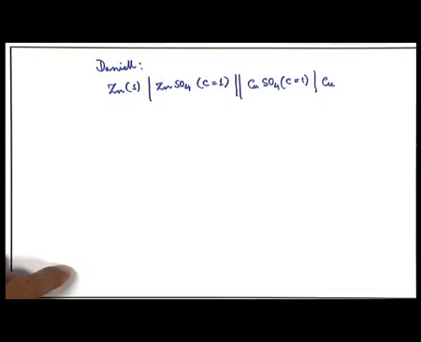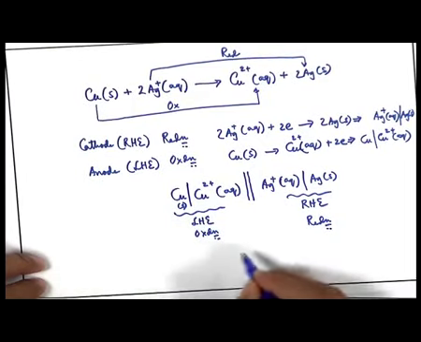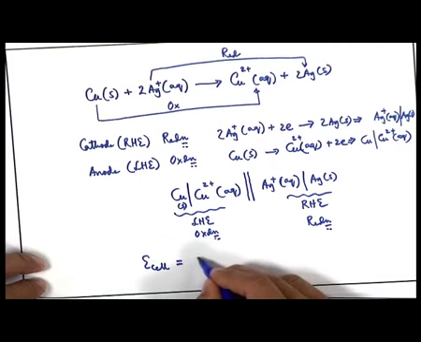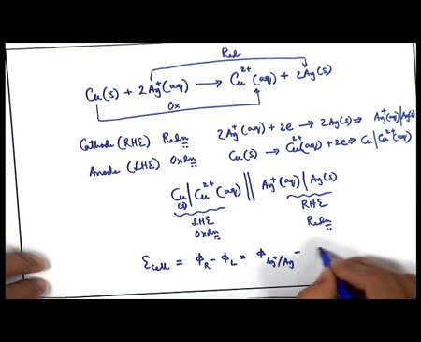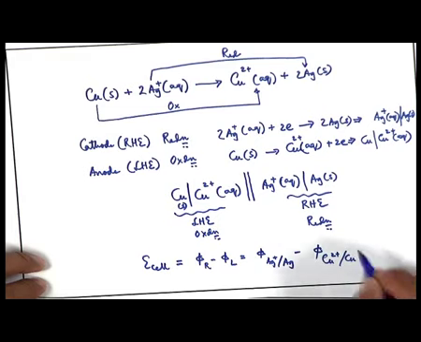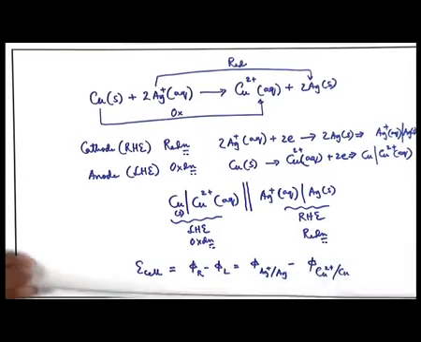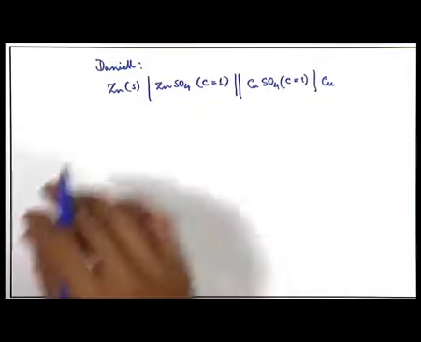For the earlier example, your E cell will be equal to phi right minus phi left, that is equal to phi Ag plus Ag minus phi Cu2 plus Cu. So, it is in conformity with the IUPAC convention. You can represent it in the same way.